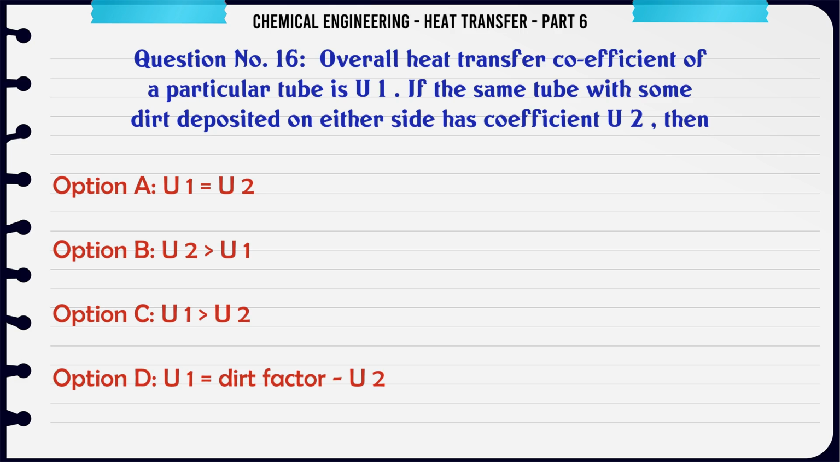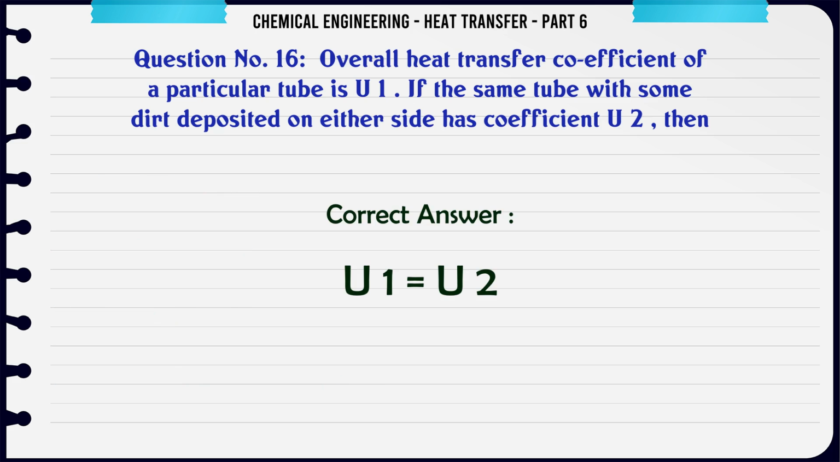Overall heat transfer coefficient of a particular tube is U1. If the same tube with some dirt deposited on either side has coefficient U2, then A. U1 > U2. B. U2 > U1. C. U1 = U2. D. U1 = dirt factor × U2. The correct answer is U1 > U2.